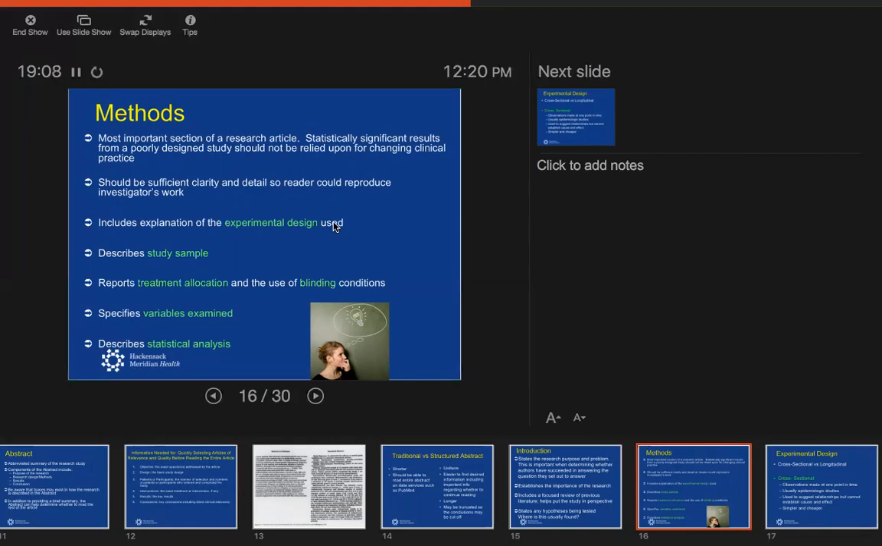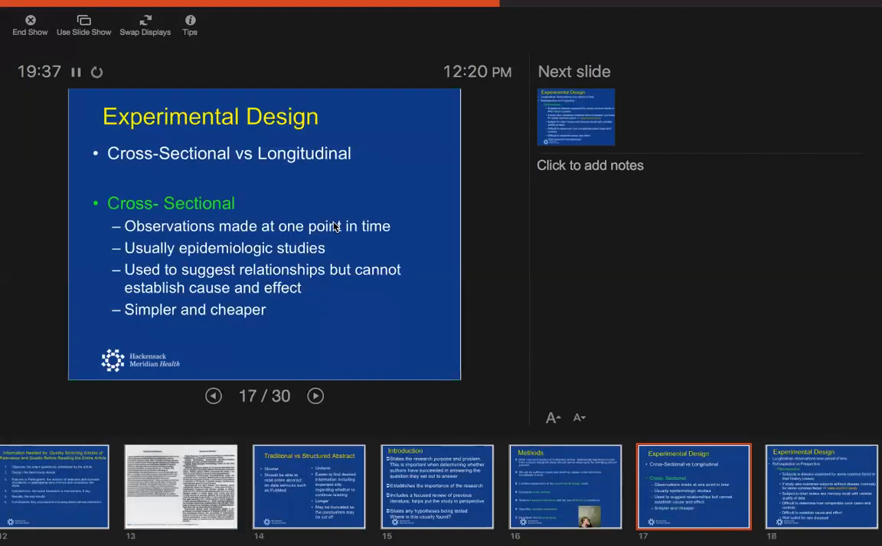The method should be described in significant clarity and detail so that the reader can reproduce the results. Sometimes there's just not enough space for the authors to put that all in. And it should include an explanation of the experimental design, the study sample, which are the subjects, the treatment, how the treatments were allocated, blinding, what variables were looked at, and what statistics were used. So we're going to touch upon some aspects of experimental design. We'll hear more about this in the future.